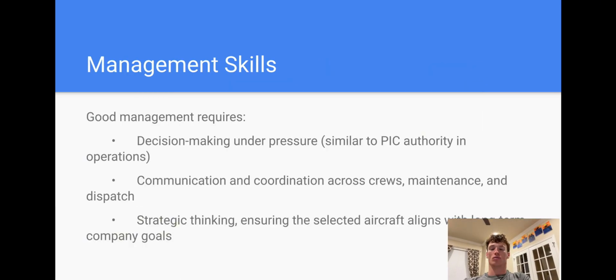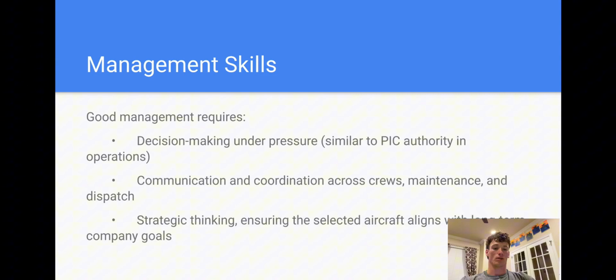Relating back to the next chapter of our book, chapter 5, it's management skills. And what management skills do we need as a career pilot, or looking for corporate aviation in our company? Good management requires decision making. Under pressure, we need to be able to make good decisions that don't only benefit us, but benefit the flight, the business, and the operators.